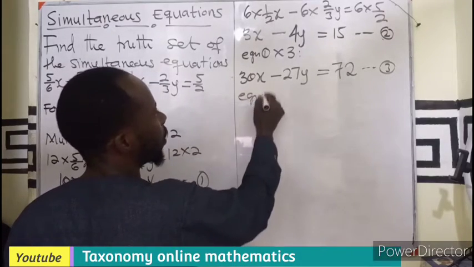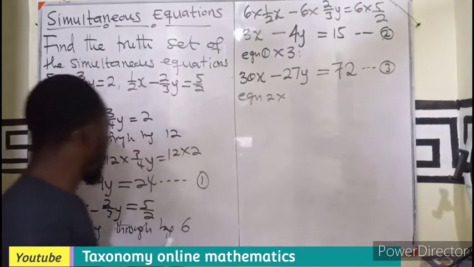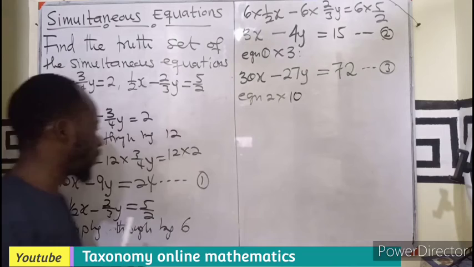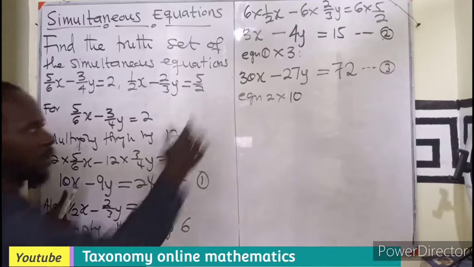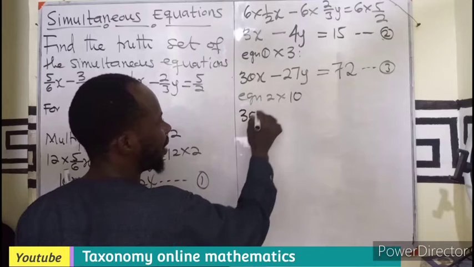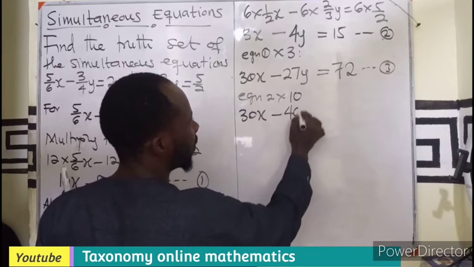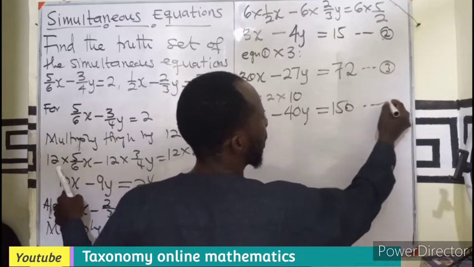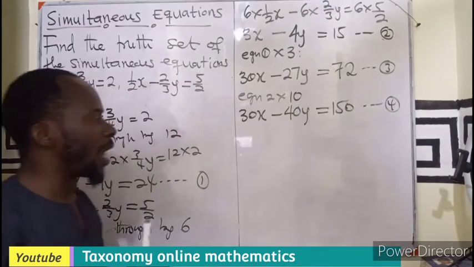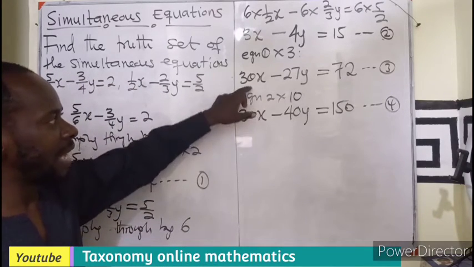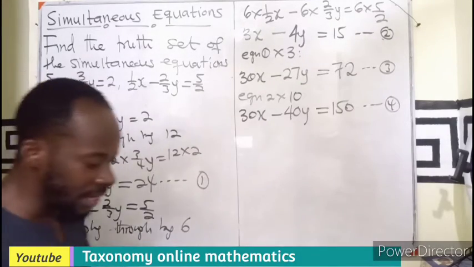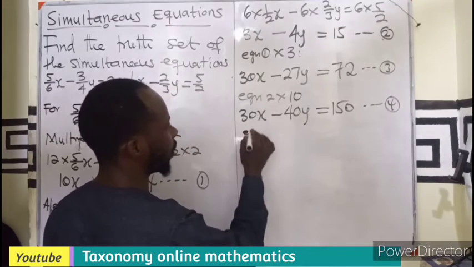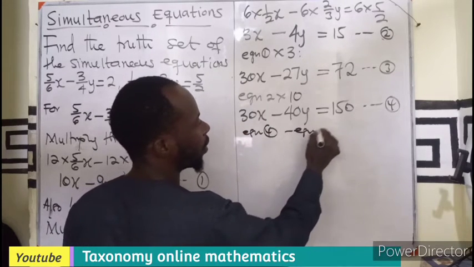Then equation 2 will be multiplied by the coefficient of x in equation 1, which is what? 10. So 10 will multiply this and give us 30x minus 40y equals 150 as equation 4. So now the coefficient of x is the same, so I can easily eliminate that. We'll have to subtract. Okay, so equation 4 minus equation 3.